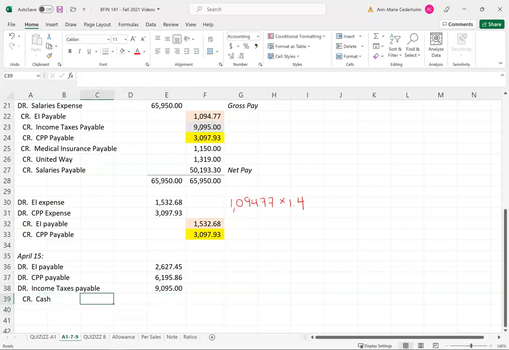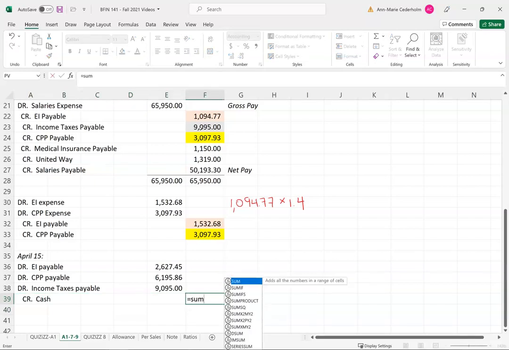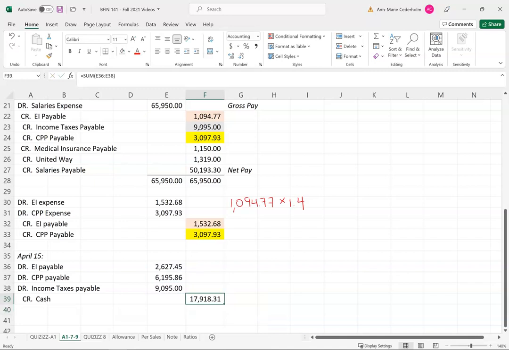And then when I credit cash, I can either do a cheque and mail it to Canada Revenue Agency, or you can bring it to the bank, or you can actually just do it online, which is what a lot of companies do now, is they'll just file their taxes online. So the amount that I actually had to pay to Canada Revenue Agency for this payroll was 17,918.31.